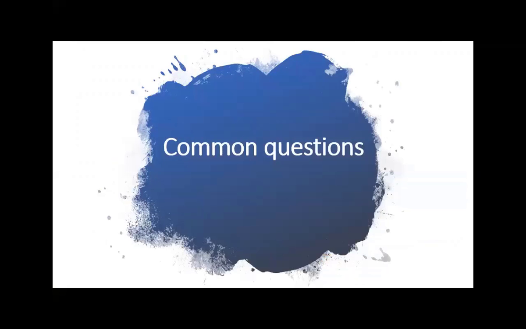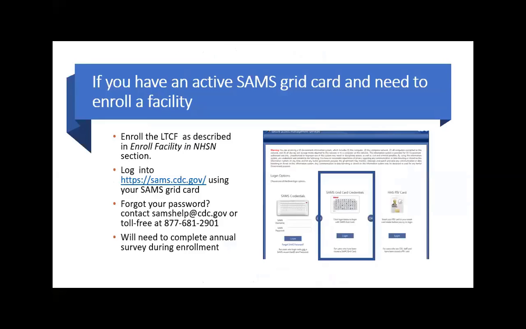So now I just want to go through a couple of common questions that we receive. If you have an active SAMS grid card and you need to enroll a facility, so you already have your grid card, you're ready to roll, right? So non-grid card, you're going to click into this first one you see with the keyboard. But if you have a SAMS grid card, you're going to click into the one that shows the card because you enter your grid numbers, okay?